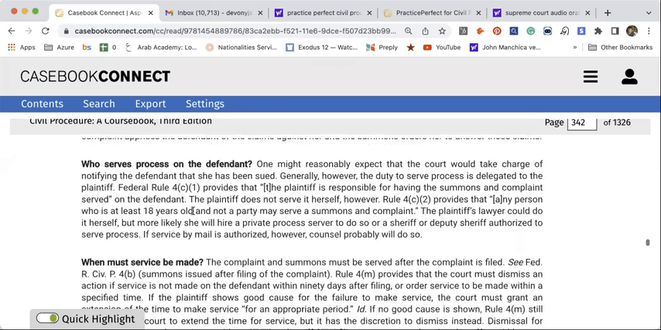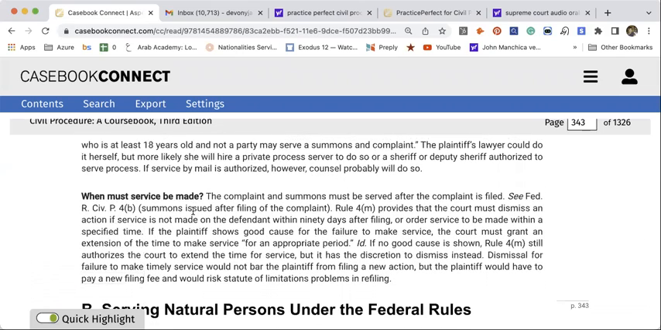If service by mail is authorized, however, counsel probably will do so. When must service be made? The complaint and summons must be served after the complaint is filed. See Federal Rule of Civil Procedure 4(b). Summons issued after filing the complaint.